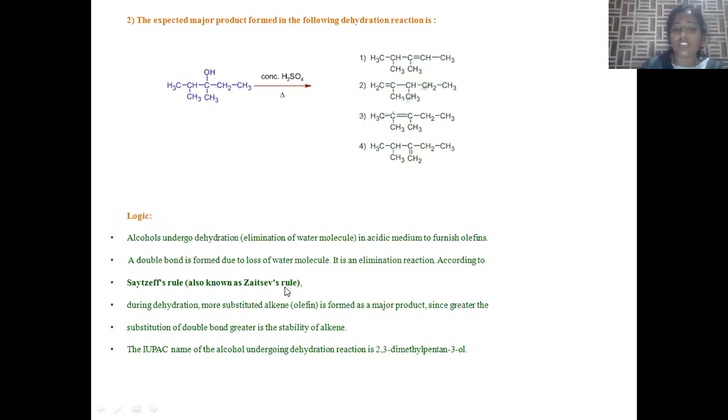The Saytzeff rule is also called the Zaitsev rule because when we remove the OH first, formation of a carbocation is possible. That formed carbocation is stabilized based on its stability order, which we already know: tertiary is more stable compared to secondary, secondary to primary, primary to methyl carbocation. Stability gradually decreases. That's the reason why in this compound, when we remove this OH minus from this carbon, we will get a carbocation, and this carbocation will be more stable. Based on its stability, by Saytzeff rule the major product is the more substituted alkene, which is the more stable compound. Hence, option number 3 is the answer.